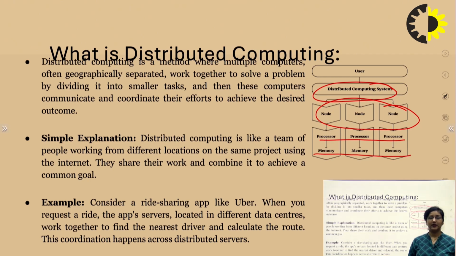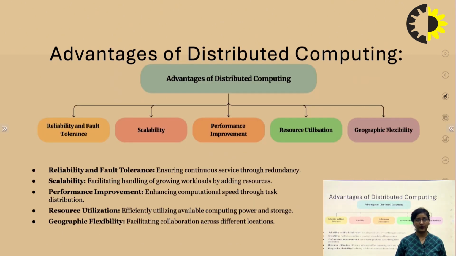Now, what is being done? The task is divided among these 3 nodes. These 3 nodes compute the task independently. After the work is completed, these nodes combine together and give a single result. So, this is the basic concept behind distributed computing.